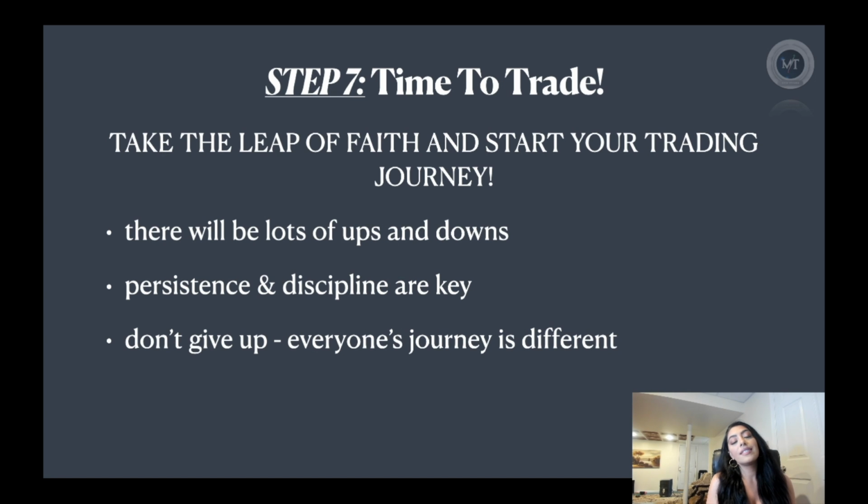So, the seventh and final step is trading. No one can force you to get into trading. You can learn everything, and I've seen people take educational courses and things like that, and they still don't start their journey, or they're scared, or whatever the case may be, and they see other people making lots of money and they're struggling.